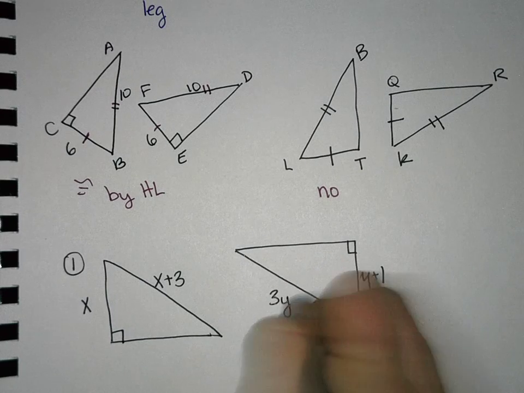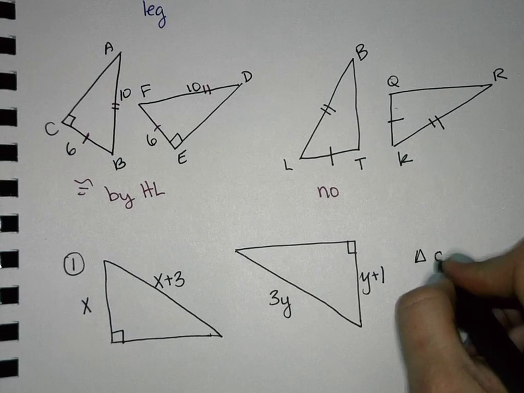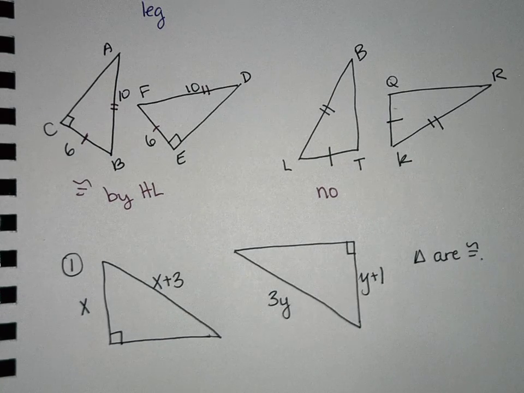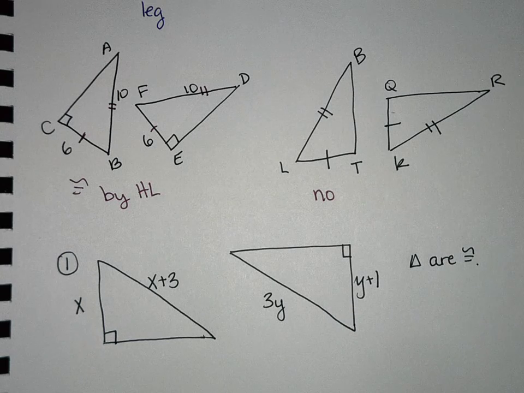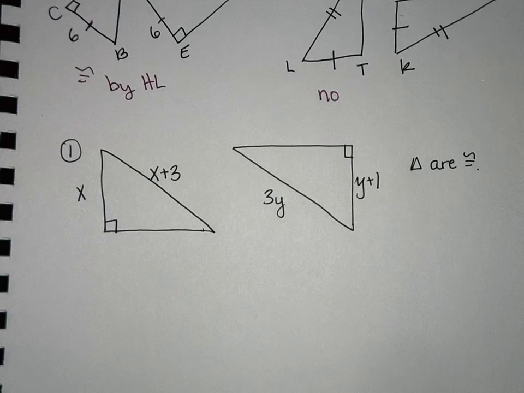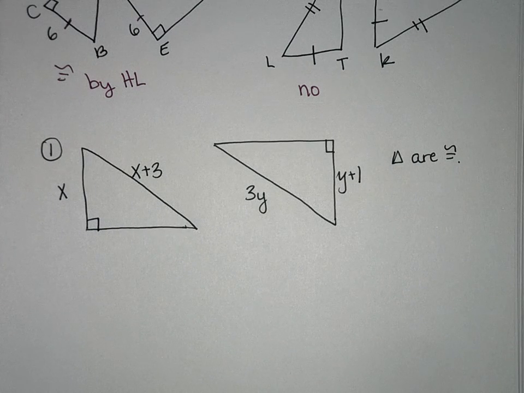And I'm going to tell you that the triangles are congruent. Okay, so that way we know that they're congruent. We're not going to prove it, we're just going to know it. Let me move that up so you guys can see better. We need to solve for x and y. Any thoughts as to how we might do that?